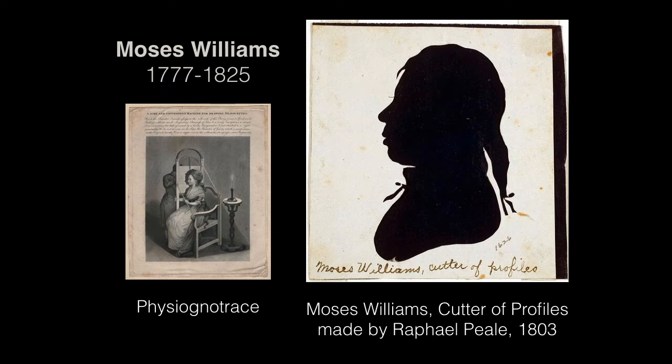He would draw it onto a card, and then he would cut it out and then add tiny details like the eyelash and things like that to give it a certain kind of freshness and vitality. Moses Williams was enormously successful at this. He was very well known. People sought him out for his remarkable ability to do this skill. And he's one of the first African-American artists that we know of in the United States, a person who made his living as an artist.